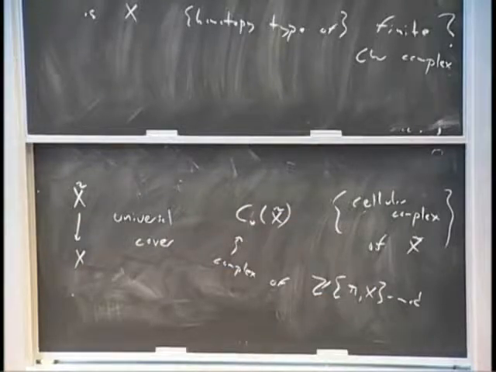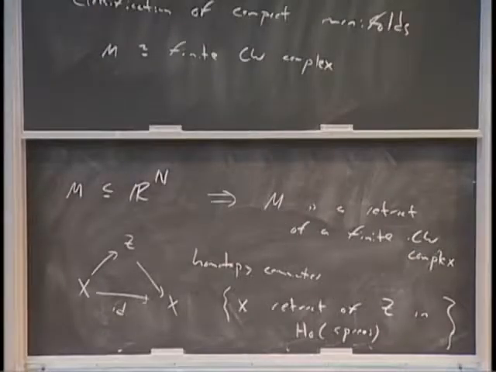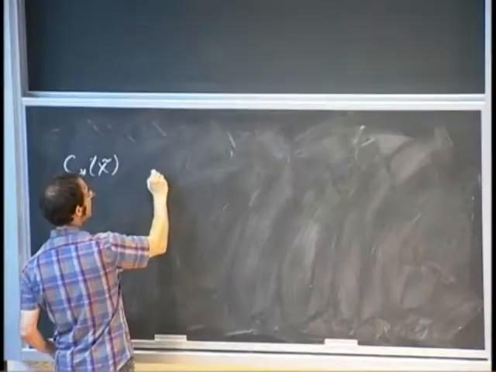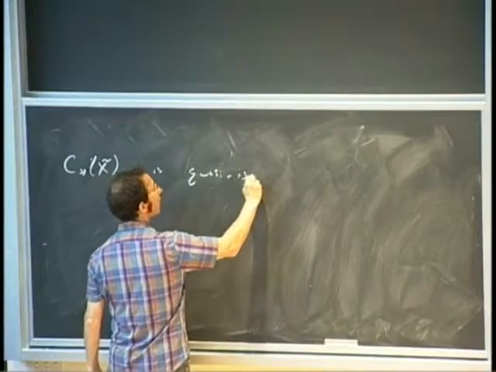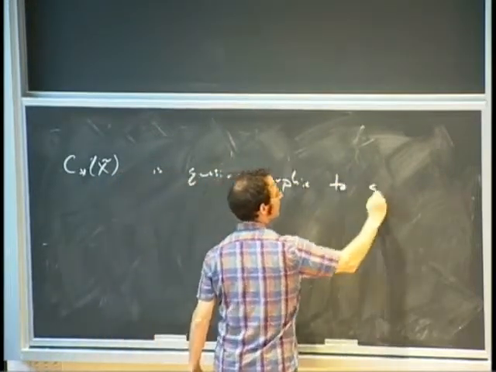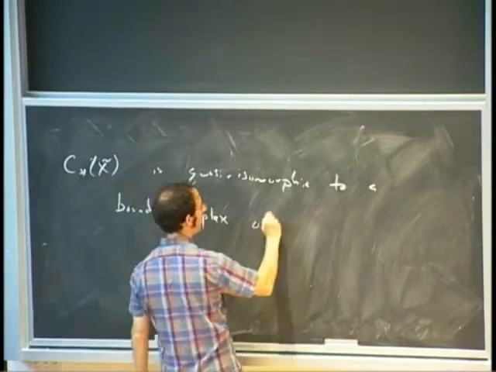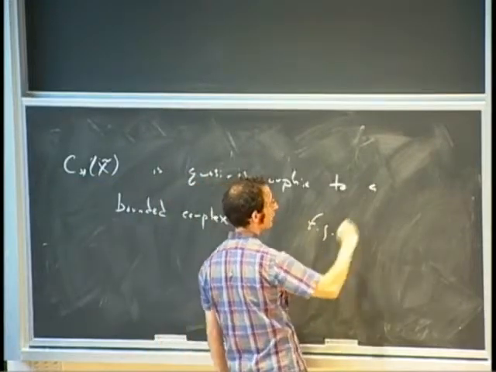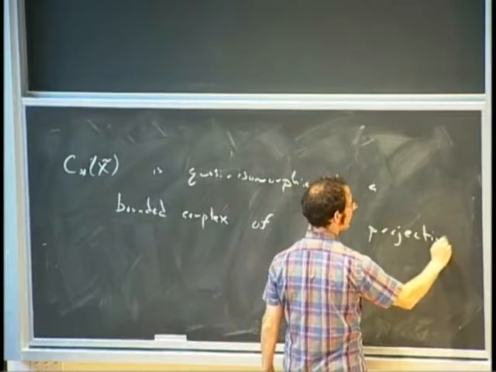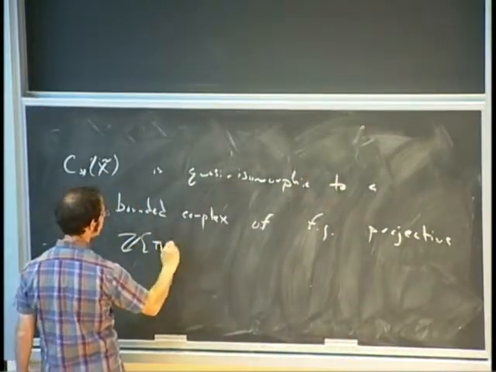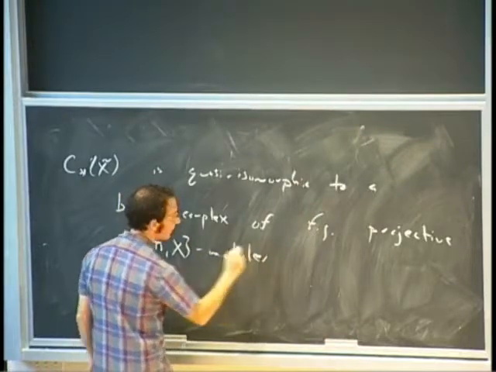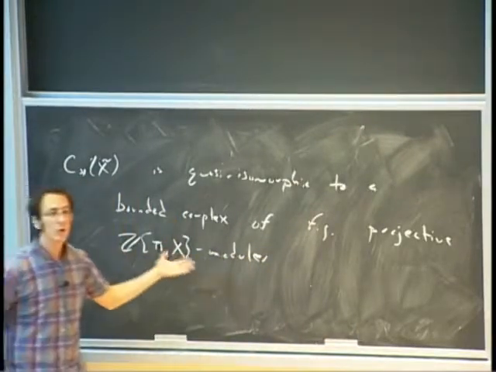What's not so easy, but is true, is the following, which is that, in fact, C star of X tilde is quasi-isomorphic to a bounded complex of finitely generated projective Z pi 1 X modules. And this takes some work to show.